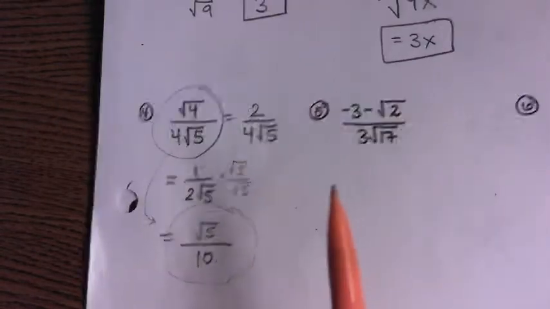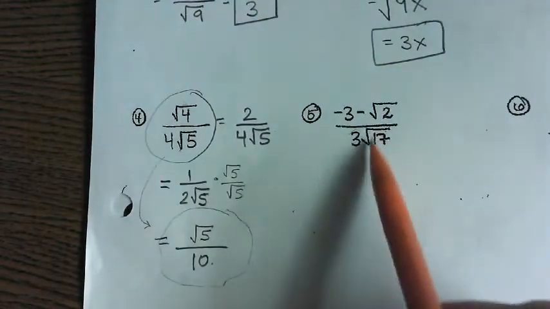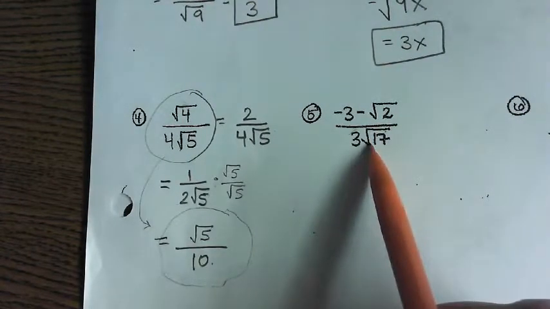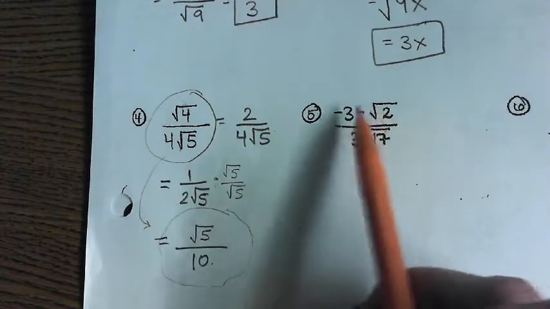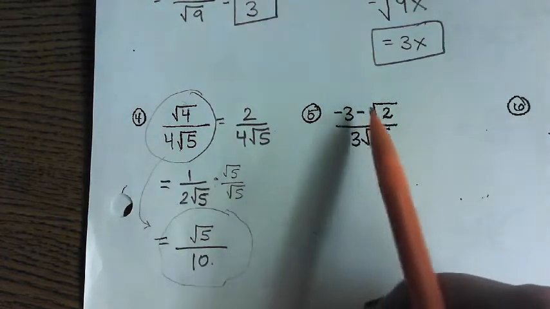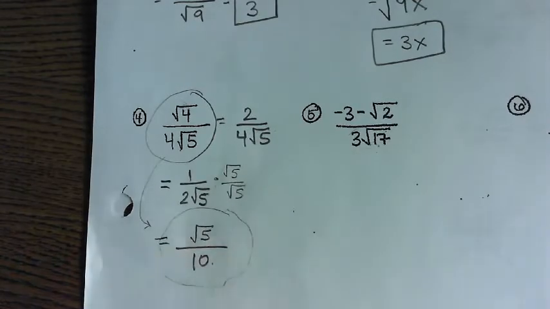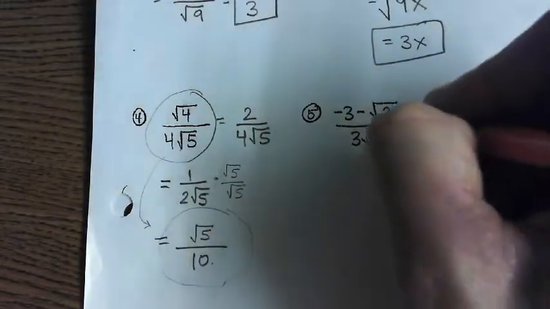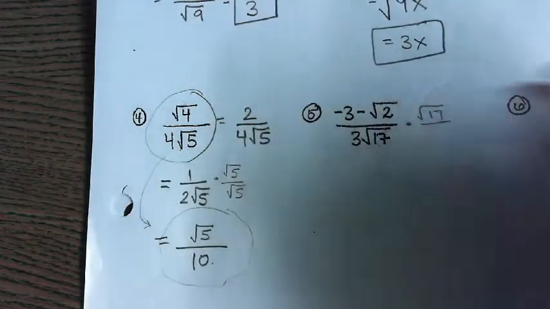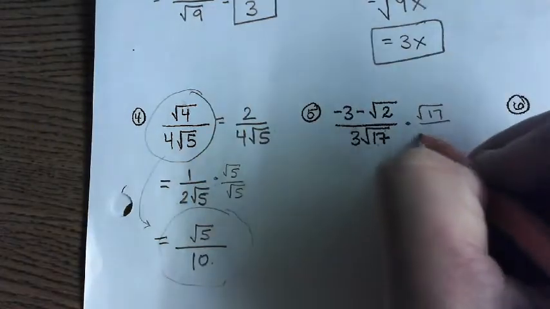Okay, number 5. This radical is still part of the monomial. I realize this one up top is part of a binomial, and I don't really care about that because this is the one I want to get rid of. So, Tess, what would I multiply by to get rid of that radical 17 in the denominator? Over. Correct.